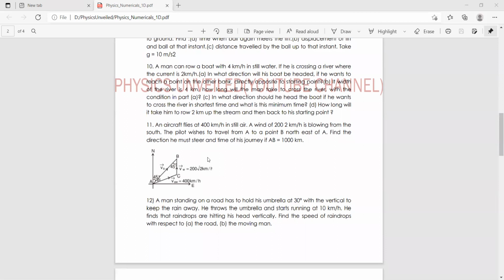The 11th problem is the amalgamation of mathematical tools of physics, where we have discussed the sine and cosine rule. You can use that, and at the same time, you can solve this problem using the relative velocity concept. An aircraft flies at 400 km per hour in still air, and a wind of 200 kilometers per hour is blowing from the south, and the pilot wishes to travel from A to B in the northeast of A. See, I have drawn everything. Find the direction he must steer and the time of his journey. It's a very simple problem if AB is given as 1000 kilometers.